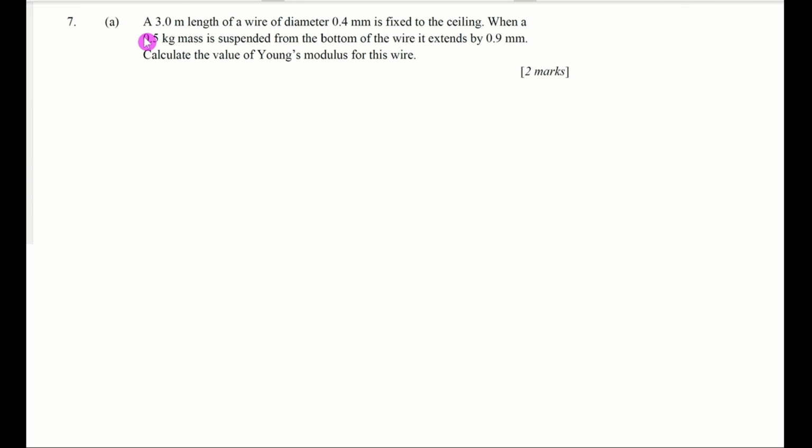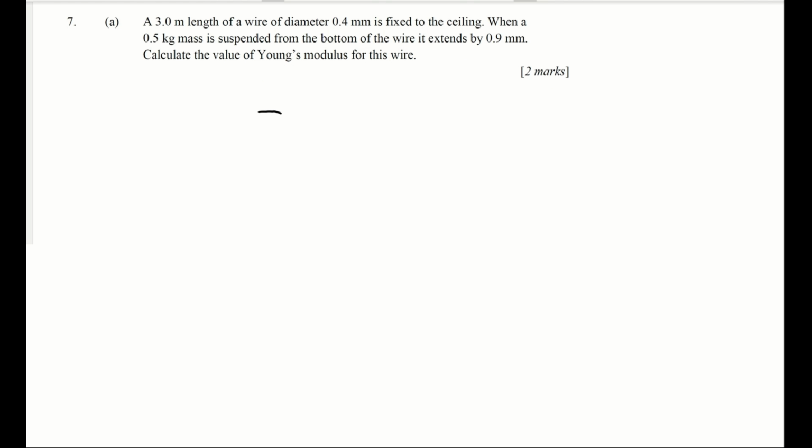Alright, question 7a. So here we have 2 marks. A 3 meter length of wire of diameter 0.4 millimeter is fixed to the ceiling. When a 0.5 kg mass is suspended from the bottom of the wire, it extends by 0.9 millimeter. So calculate the value of Young modulus for this wire.